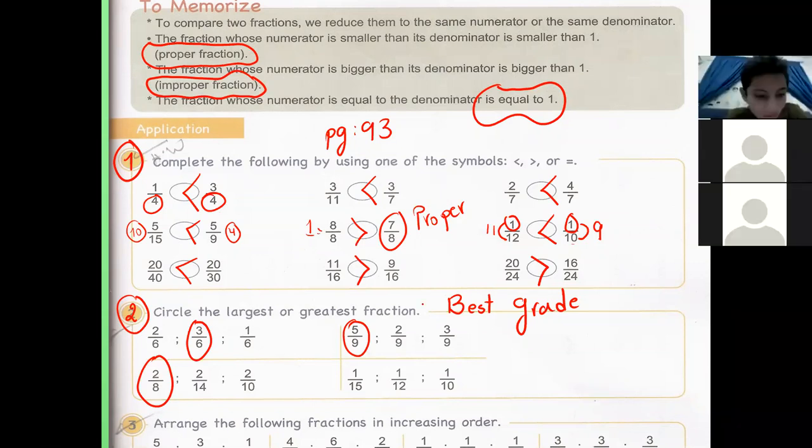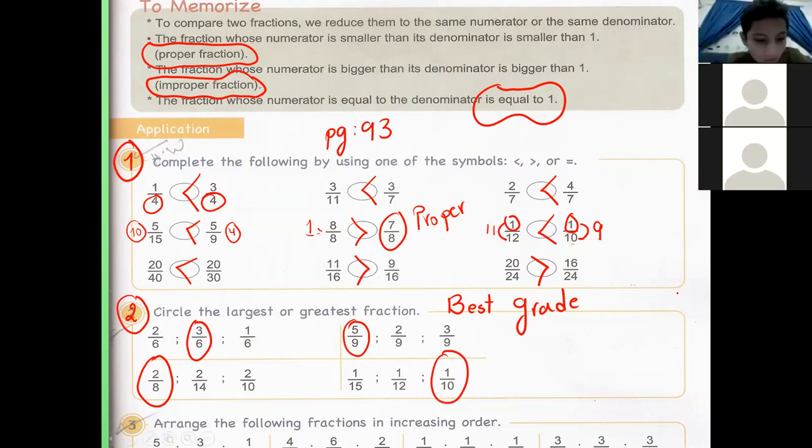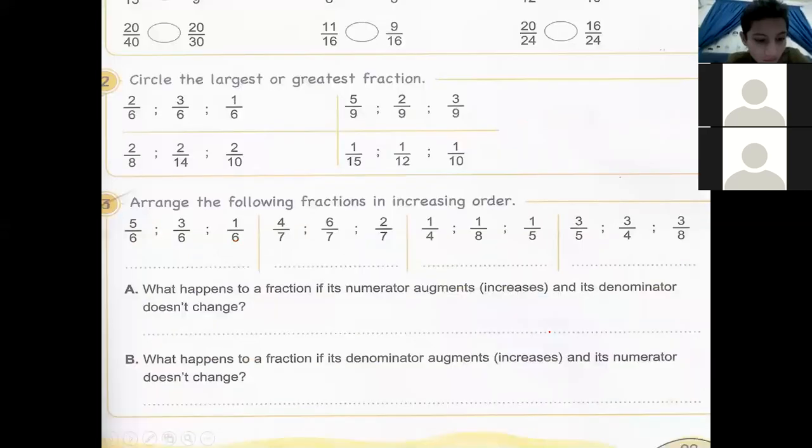Teacher, which fraction is the biggest one? 1 over 10. Excellent. Why? Because we need only 9 numbers. Point, we will get the full mark. Bravo. Excellent. Same numerator, so the smallest denominator is the biggest fraction. Bravo. Let's start doing exercise 3.